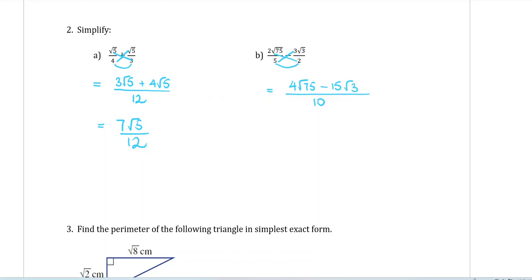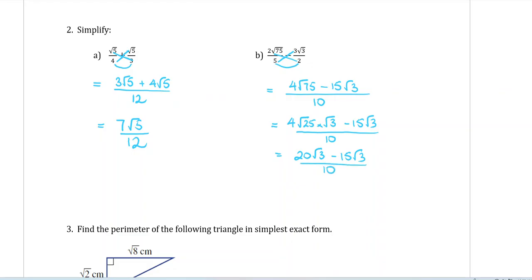Okay, so they're not like surds, but 75 can be simplified. So let's simplify our surd. 75 is 25 times 3. Leave everything else in there while we simplify our surd down. Square root of 25 is 5. Multiply that with the 4. 5 times 4 is 20. Root 3 minus 15 root 3 all over 10.